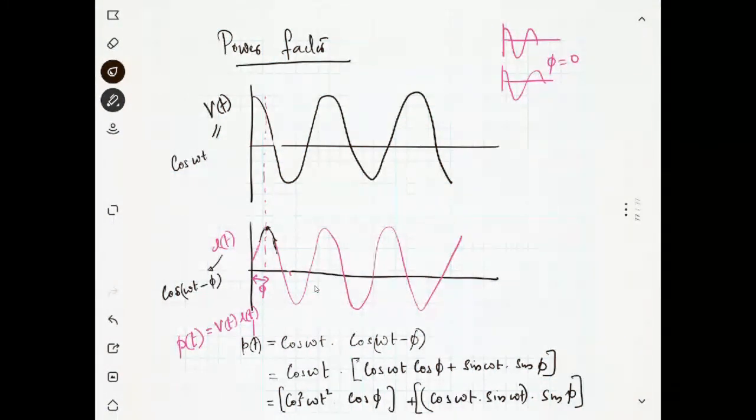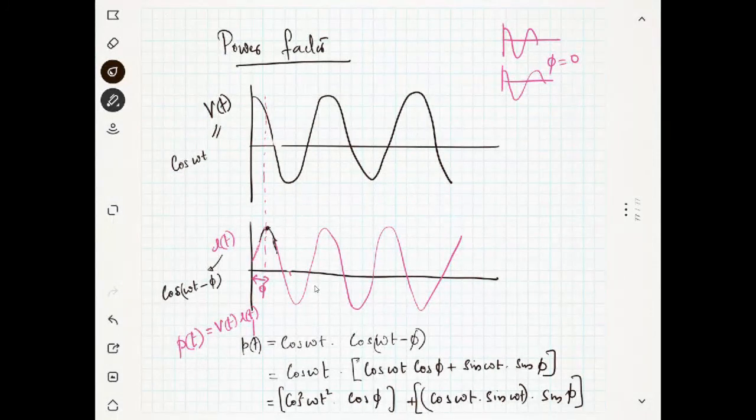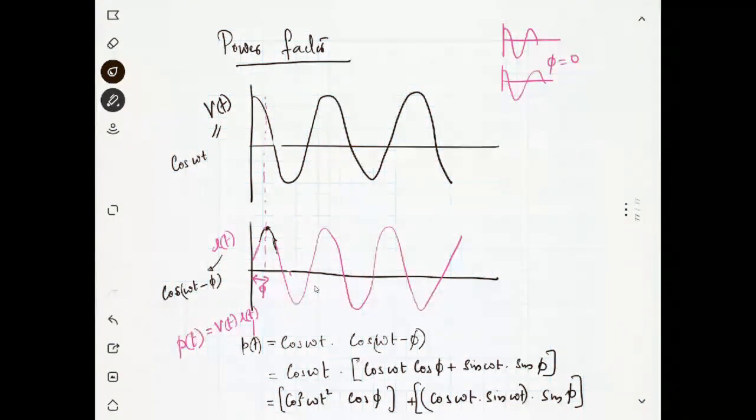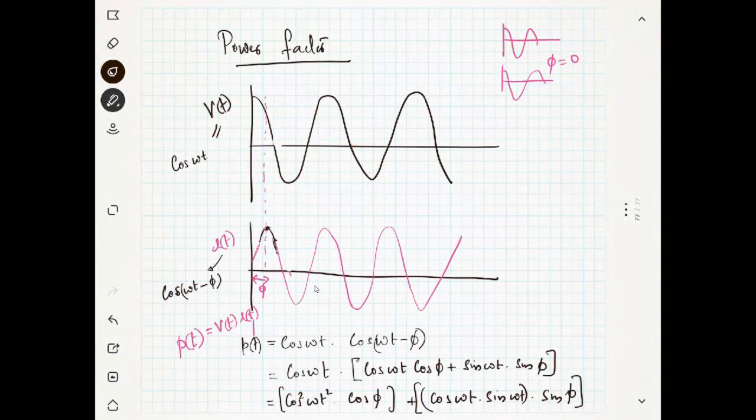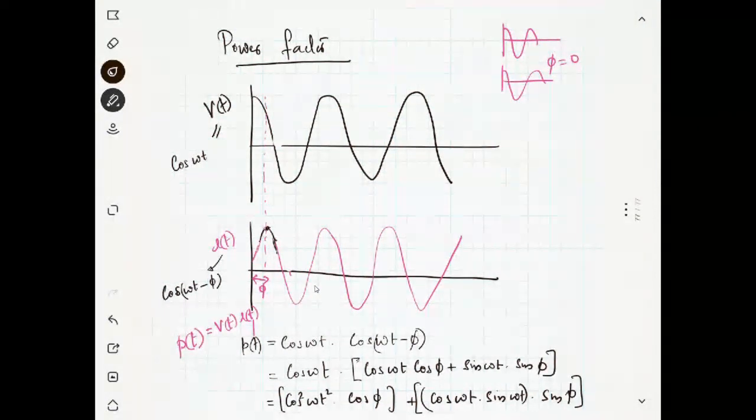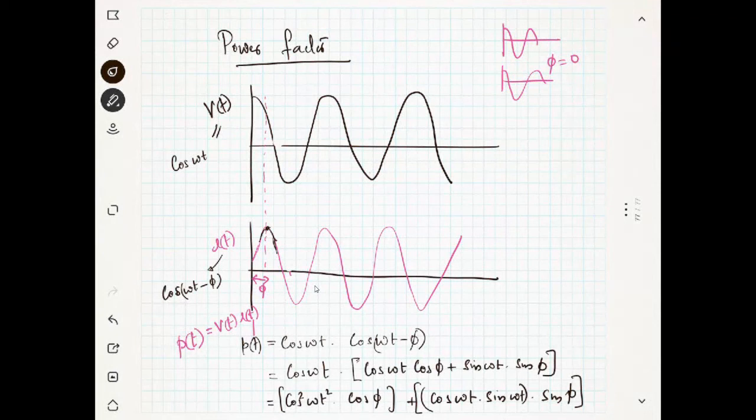Now you can see one term is cosine phi, another term is sine phi. You can classify these two terms into two things. One is known as the active power and another one is the reactive power. The active power comes from the power drop across the resistance, and the reactive power is the power stored in the energy storing element. It is the power exchanged between the source and the energy storing element.